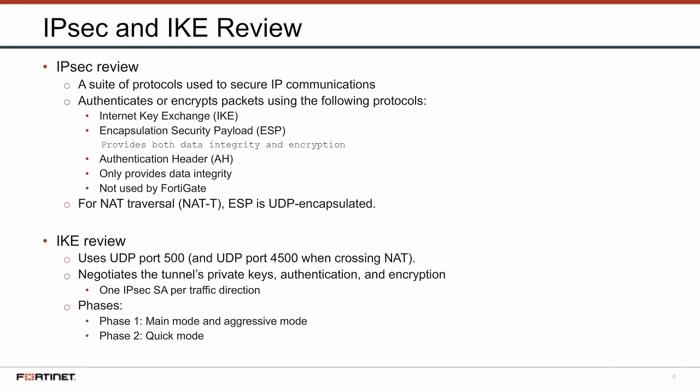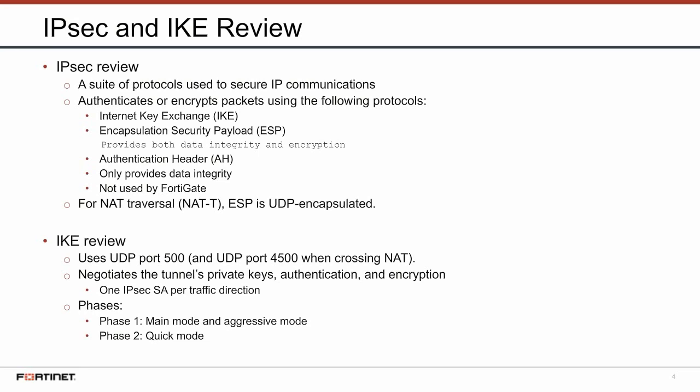First, you'll review the fundamentals of IPsec. IPsec is a suite of protocols that is used for authenticating and encrypting traffic between two peers. The three most used protocols in the suite are the following: Internet Key Exchange, IKE, which does the handshake, tunnel maintenance, and disconnection. Encapsulation Security Payload, ESP, which ensures data integrity and encryption. Authentication Header, which offers only data integrity, not encryption. FortiGate uses only ESP to transport the packet payload. Authentication Header is not used by FortiGate.